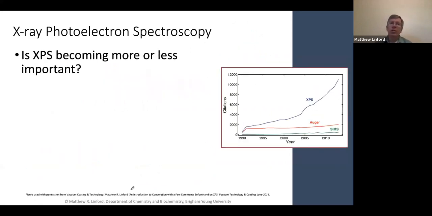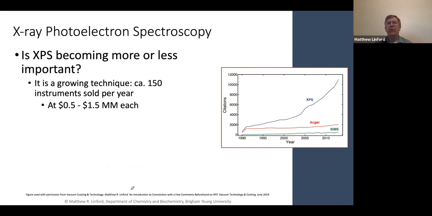Okay, so one question you might be asking, if you're just trying to get a sense for this technique, is: is XPS becoming more important or less important? It turns out that it's a growing technique. In fact, it's growing very, very well. Approximately 150 instruments are sold each year. That might not sound like very many compared to the number of HPLCs or GCs that are sold each year, but that's allowing the technique to grow very, very well.